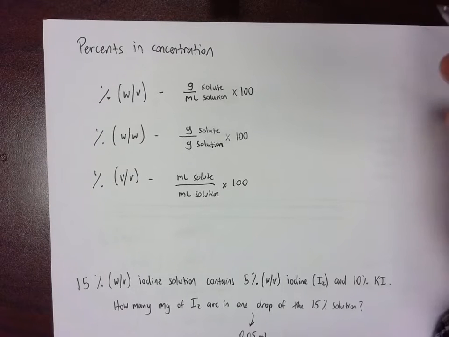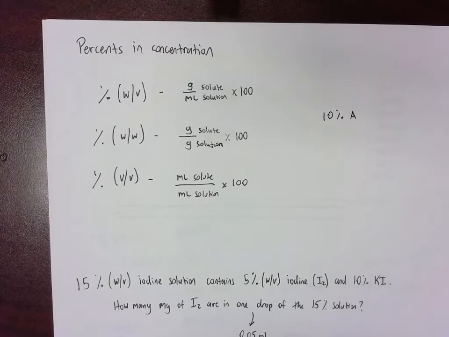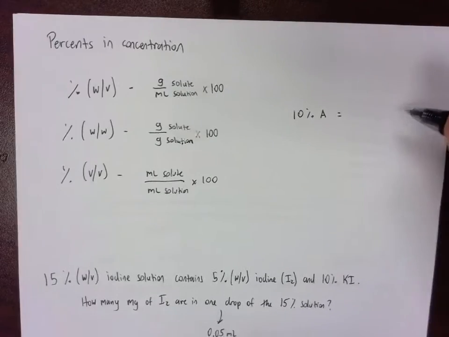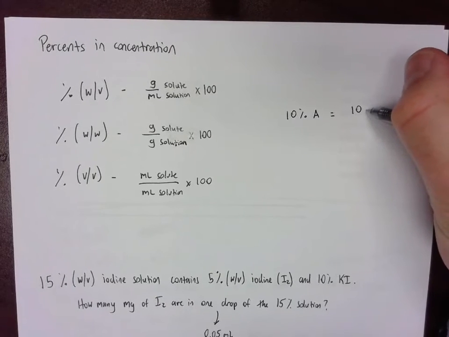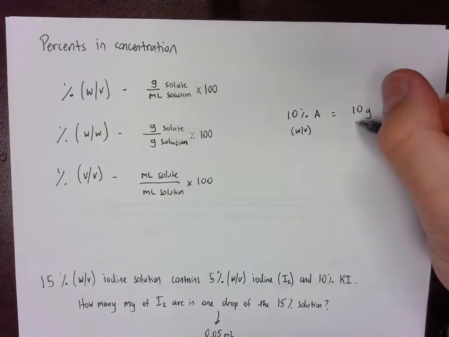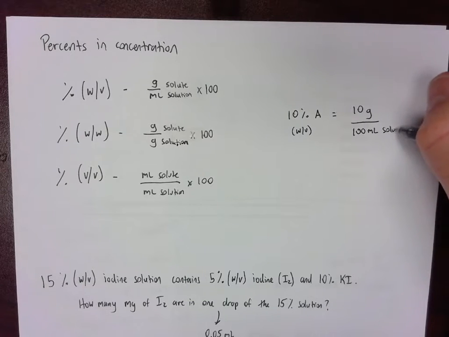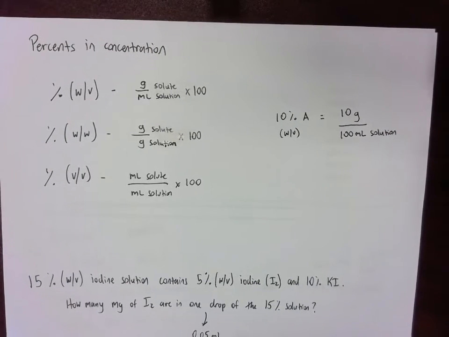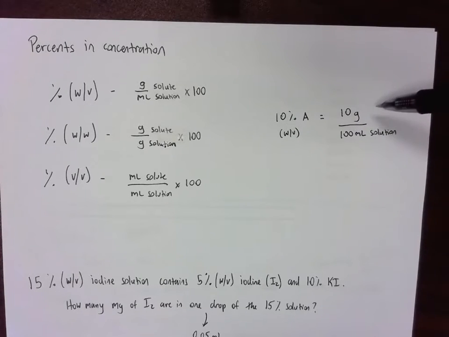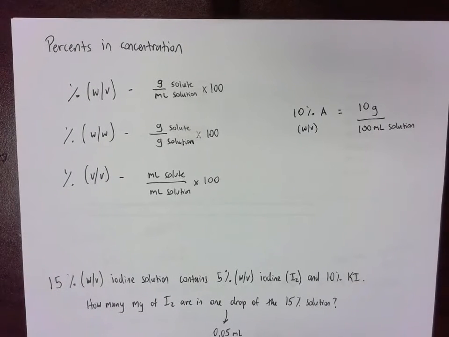Another way you can express a percentage, for example, 10% of A is equal to 10 grams of A. This is going to be if this is a weight over volume. 10 grams of A over 100 milliliters of solution. So that 10 goes right here, and 10 over 100. We don't need the times 100 for this case if you express it like this. It's just another way we can use to solve problems, and we'll see that down here when we solve this one.